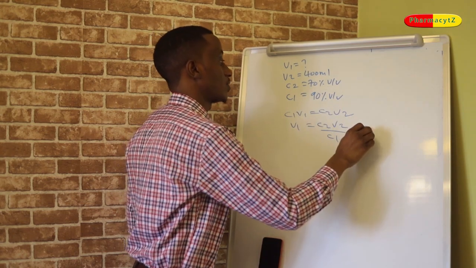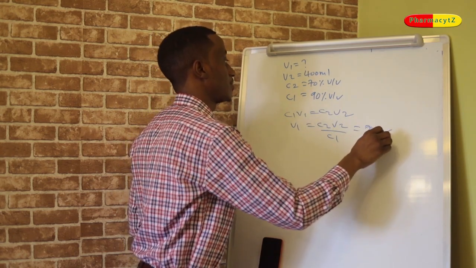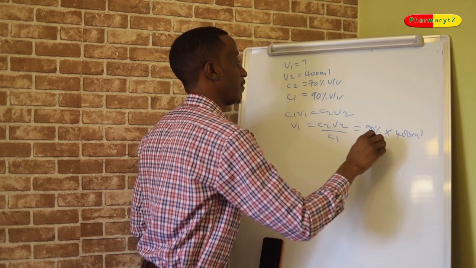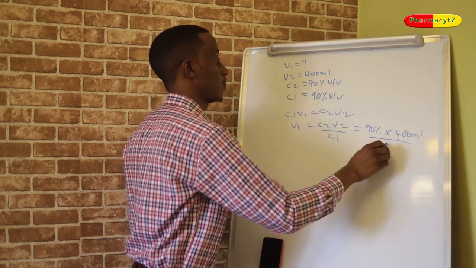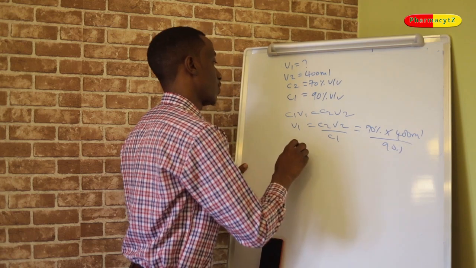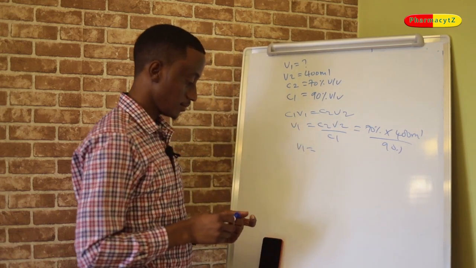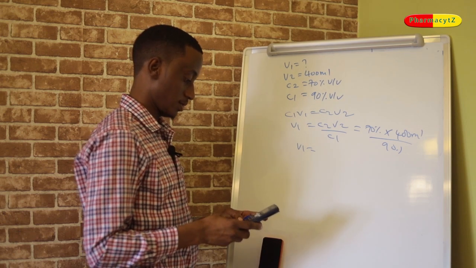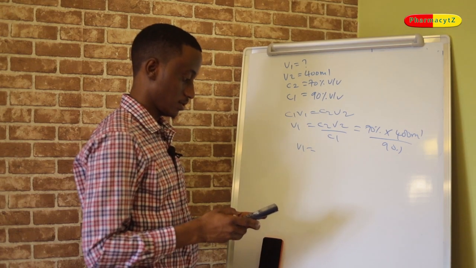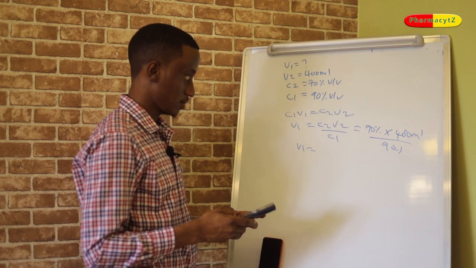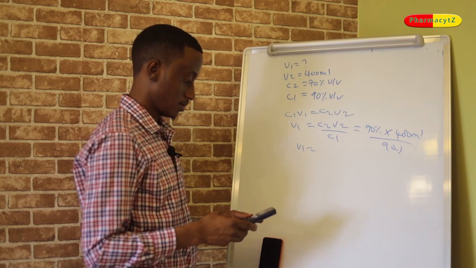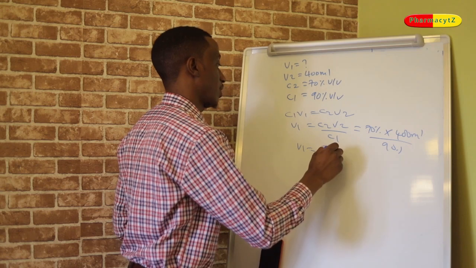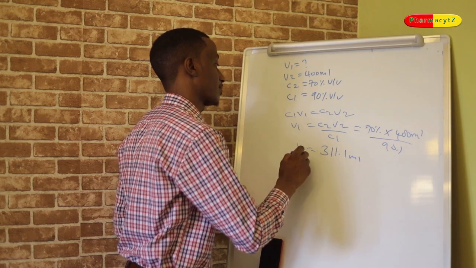this is C2V2 over C1. So concentration 2, this is 70%, times the volume 2, this is 400 ml, divided by concentration 1, this is 90. So volume 1 will be 70 times 400. Volume 1 is 211.1 ml.